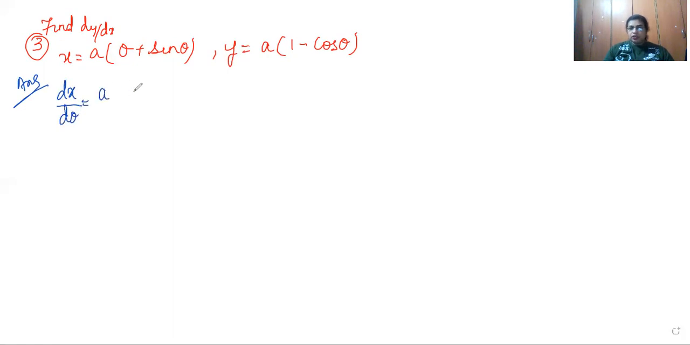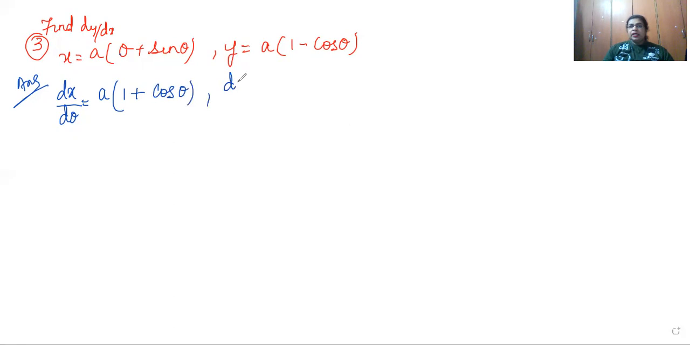So that is equal to a, a constant, right, as it is, put a bracket. Theta with respect to theta. Theta is like x. What is the derivative of x? It is 1. Same way, because you're differentiating with respect to theta, wherever there is theta, you write 1, plus sine theta, derivative is cos theta.